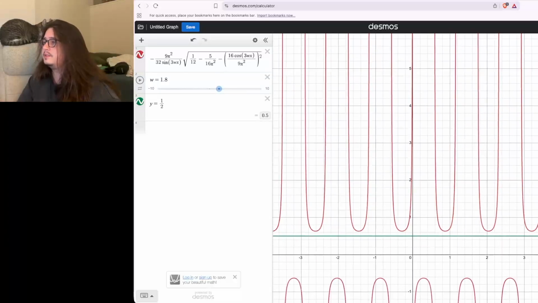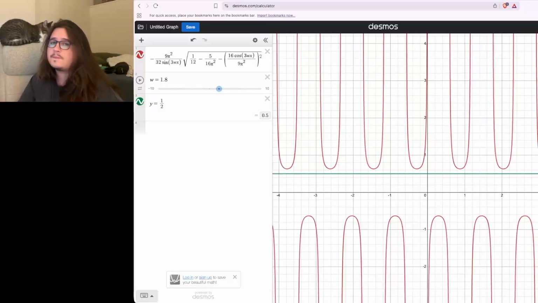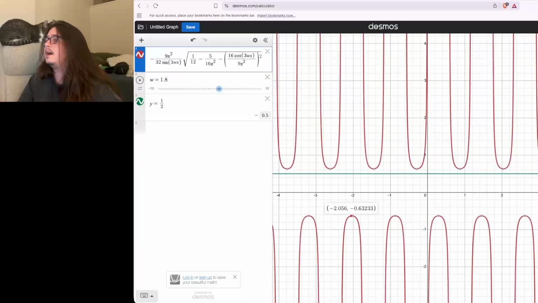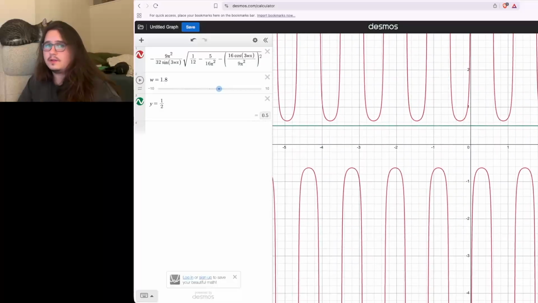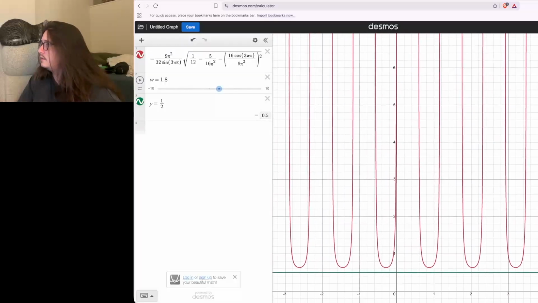What concerns me is that there's also a negative portion to this. I'm just going to assume that that's not physical and just care about this stuff up here. I don't know what all this junk down here means. I'm just a mathematician. So yeah, that should be plenty. All right.